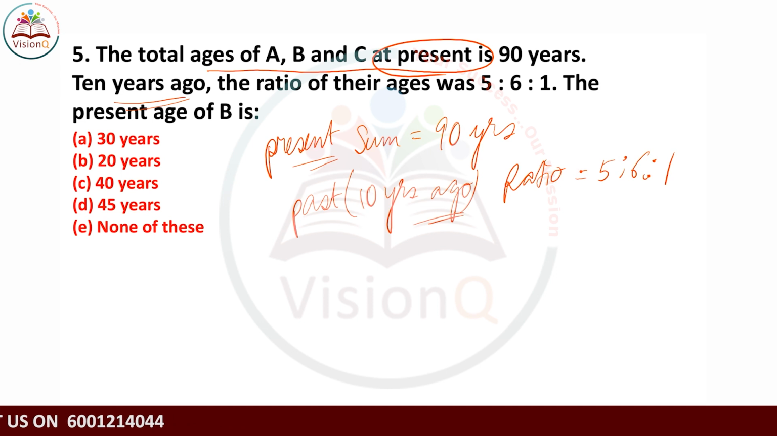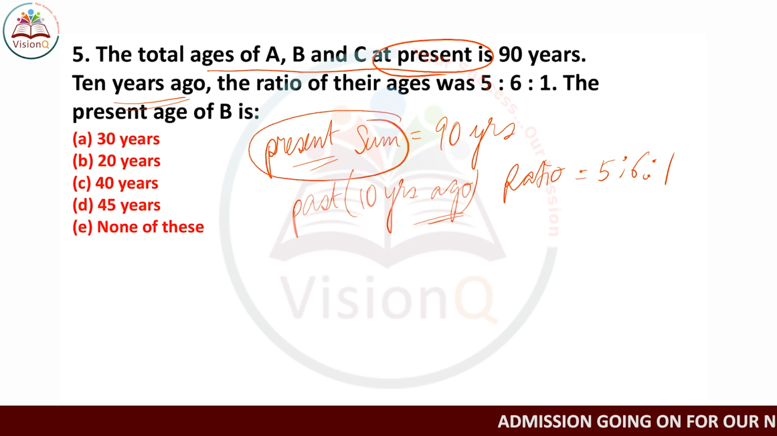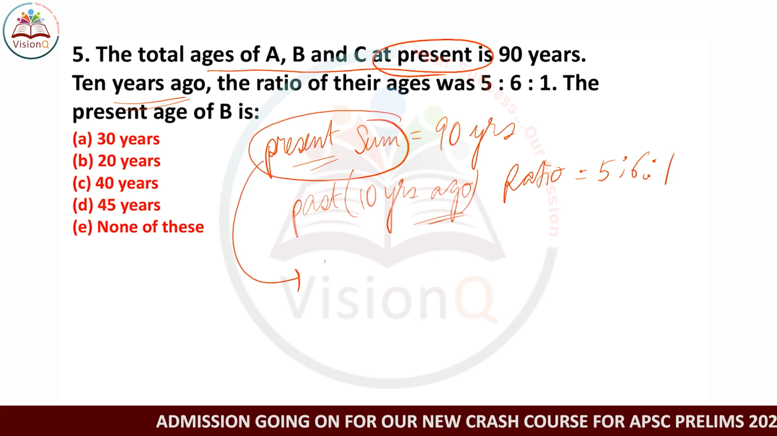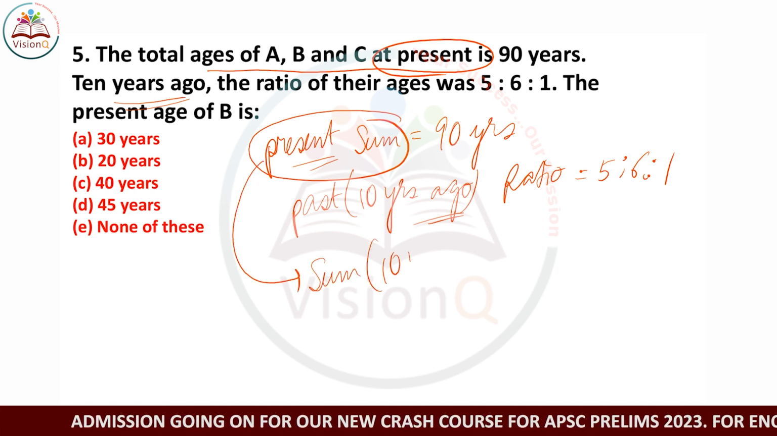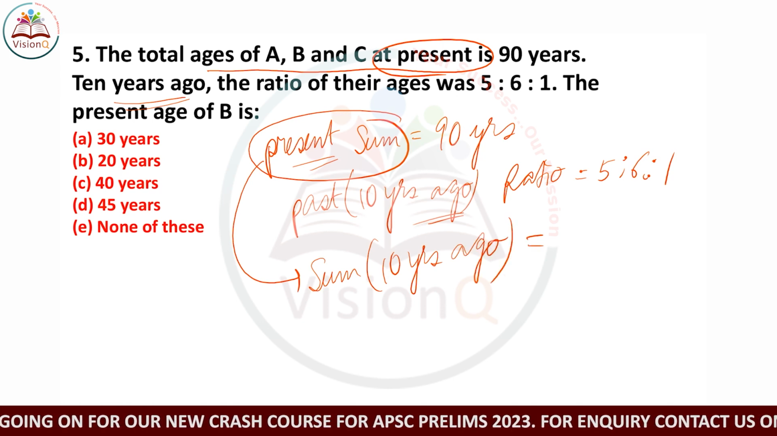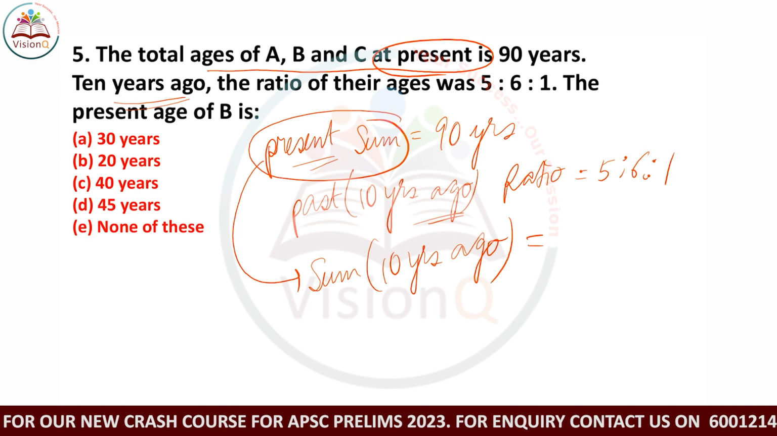So always remember that the ratio cannot be changed. The ratio will always be fixed. The ratio cannot be changed from past to present. You have to change the given condition depending on the ratio. Now, in this question, the ratio was given when? 10 years ago. So our first aim is to find out their sum 10 years ago, because this ratio was given 10 years ago.